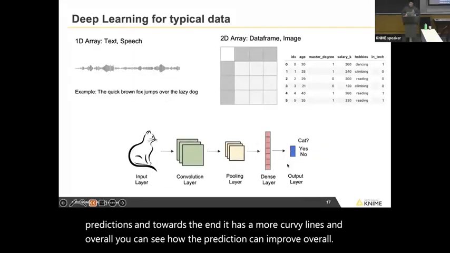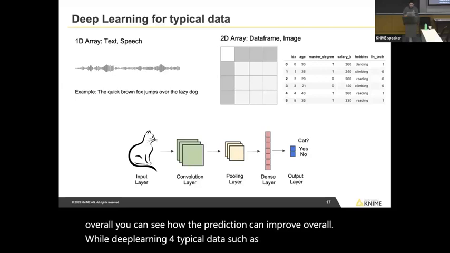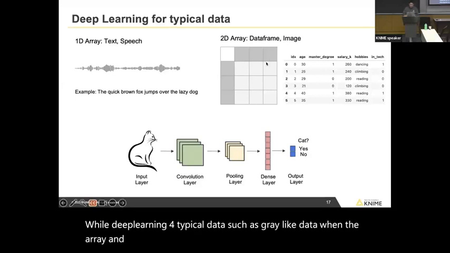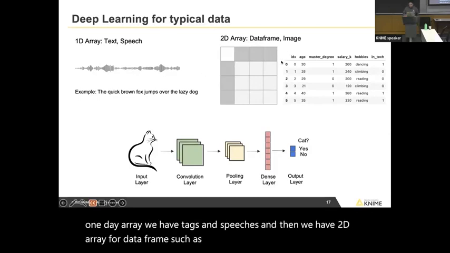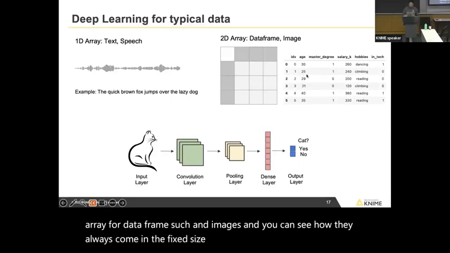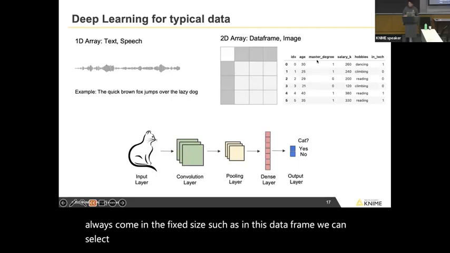While deep learning for typical data, such as grid-like data, 1D array, and 2D array are considered a little bit fixed size. First, for 1D array, we have text and speeches. And then we have 2D array for data frame, such as and images. And you can see how they always come in the fixed size, such as in this data frame, we can see like they all have a fixed features. And if we want to add more, you only add more data in here.